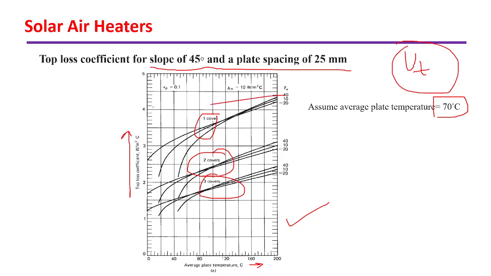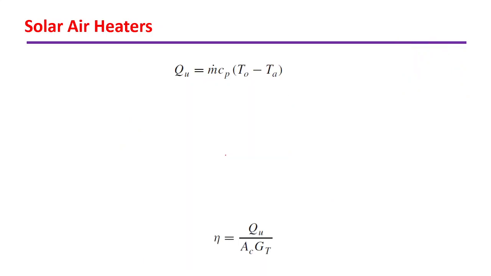So this is for single cover. Here we can see, for a single cover at 70 degrees centigrade, if I assume this one as 70 degrees centigrade, somewhere here we can get a top loss coefficient of 3.3 watt per meter square per degree centigrade.